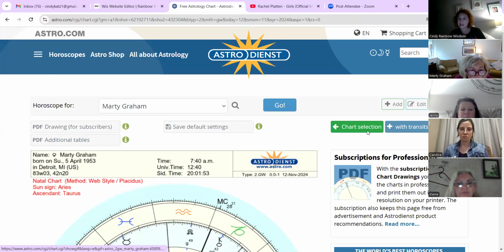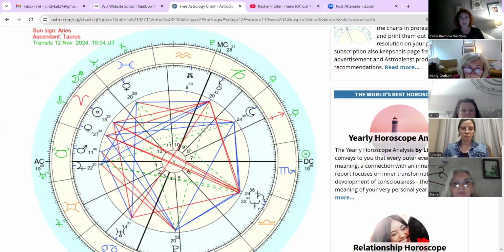Okay, so then it says chart and with transits, with that little plus. And if I click on that, which I can't do on the ones that I've saved, but now can you see the green planets on the outside?